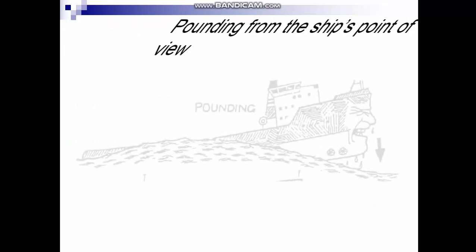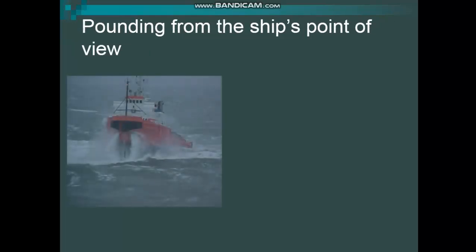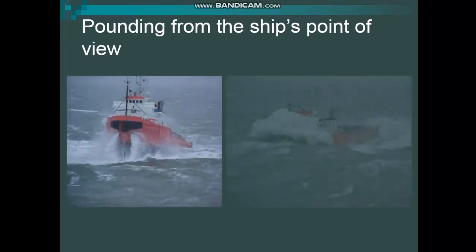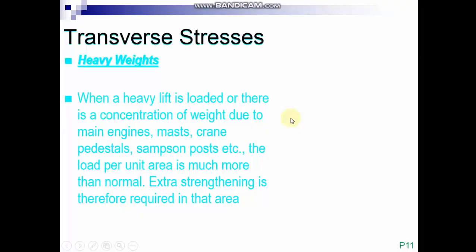So I'll try to give a figure. As you see, the ship's bow, which is the forward of the ship, slams on the seawater, which gives a pounding stress. So pounding stress, from the ship's point of view, this is a real case scenario where the pounding is happening. As you see, the forward of the ship is moving upward, and it slams on the seawater.